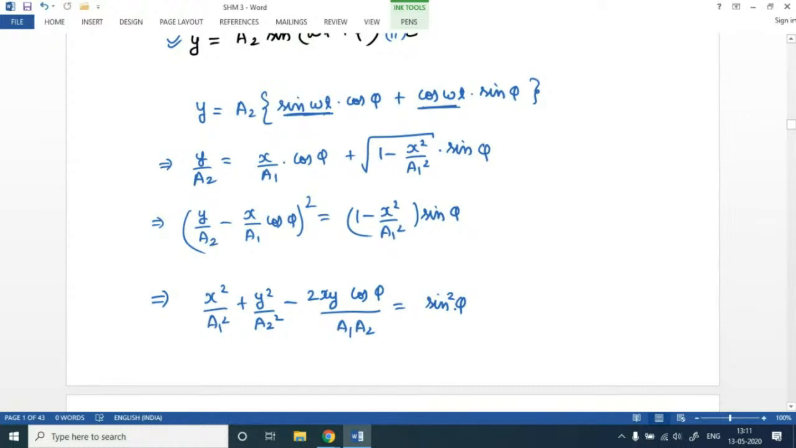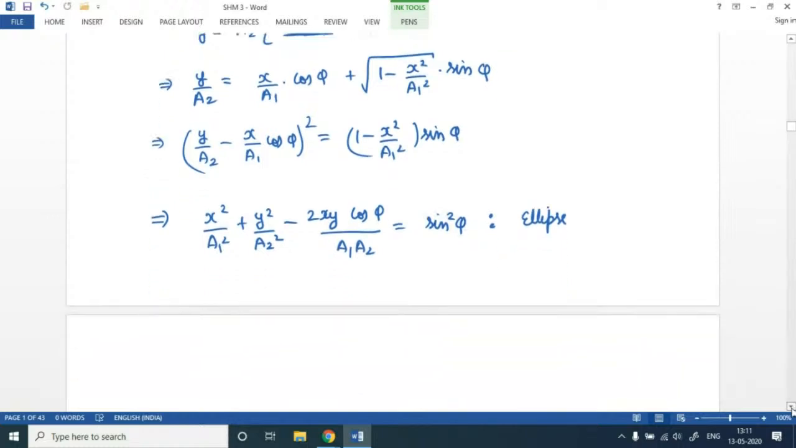So this is the equation of the path when we combine two SHMs which were in mutually perpendicular directions. You should realize this is nothing but the equation of an ellipse. This is the equation of a skewed ellipse, and you should also realize this graphically.